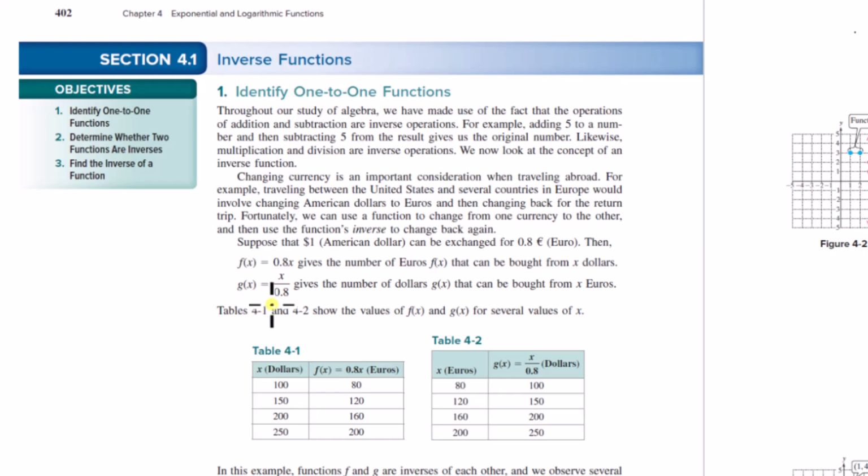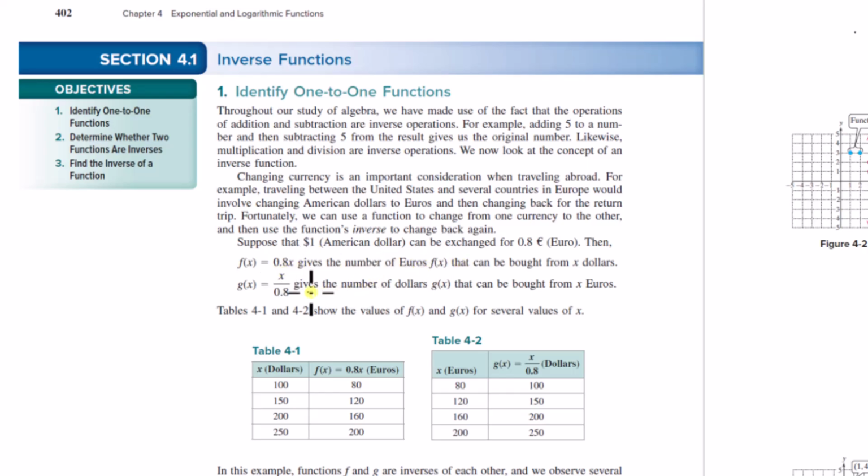g of x is equal to x over 0.8 gives the number of dollars that can be bought from x euros. Tables 4.1 and 4.2 show the values of f of x and g of x for several values of x. Okay, so if 1 American dollar can be exchanged for 0.8 euro, then to see how much euro you have given a certain amount of American dollars, you multiply the amount in American dollars by 0.8.